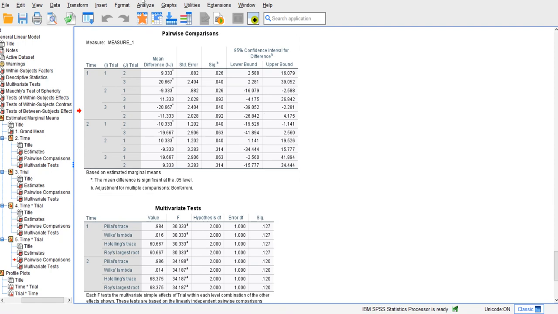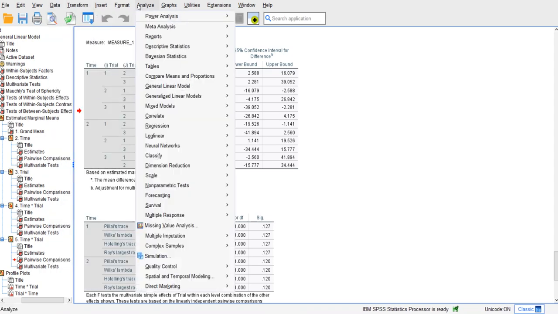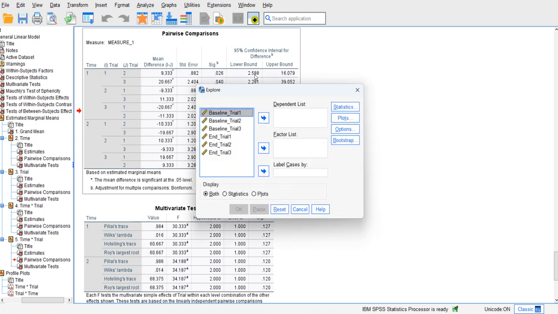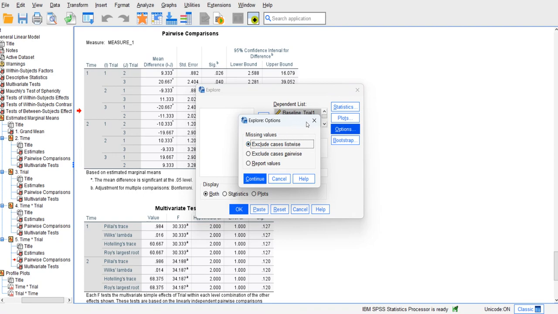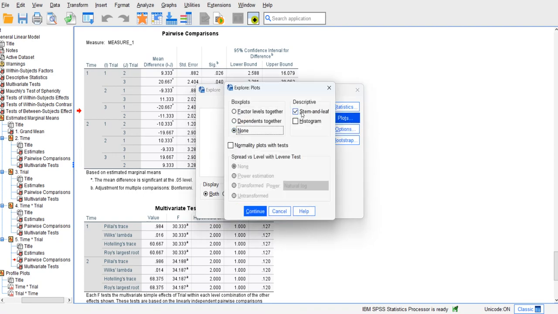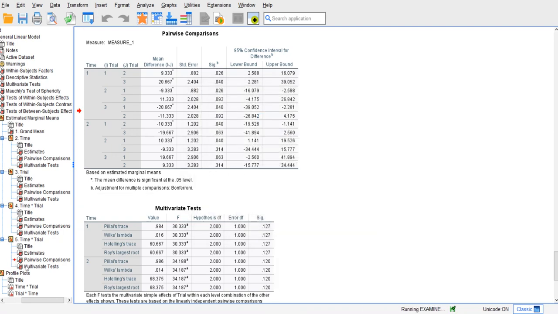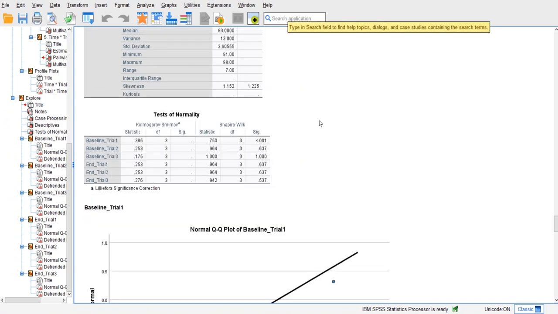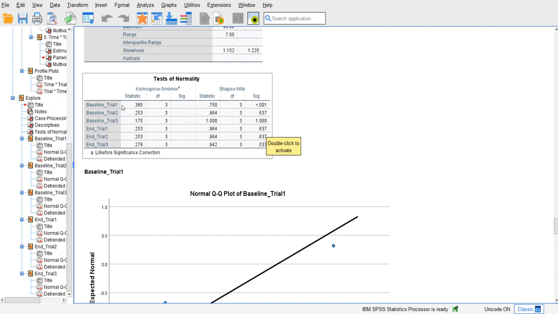If you wanted to check normality, I'll just quickly show it now. We can go to Analyze, Descriptive Statistics, Explore, and we can just copy and paste all of these into our dependent list. We can click what you want here, but you want normality plots with tests at least, and then we can start to check for normality as well. You would do this before you'd run the ANOVA. So here it's saying that baseline trial 1 is not normally distributed, but the others all are.